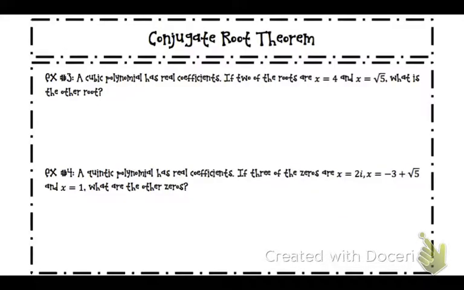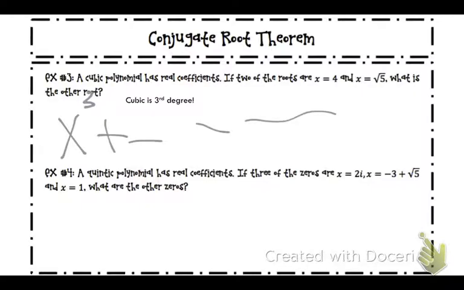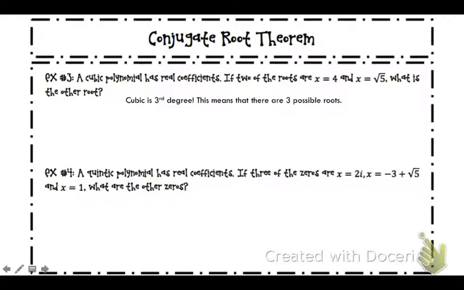So let's go to this one. A cubic polynomial has real coefficients. If 2 of the roots are x equals 4 and x equals -5, what is the other root? So a cubic means it's raised to the 3rd degree, right? So that's like x cubed plus blah, blah, blah, something. So it's raised to the 3rd degree. This means there's 3 possible roots.